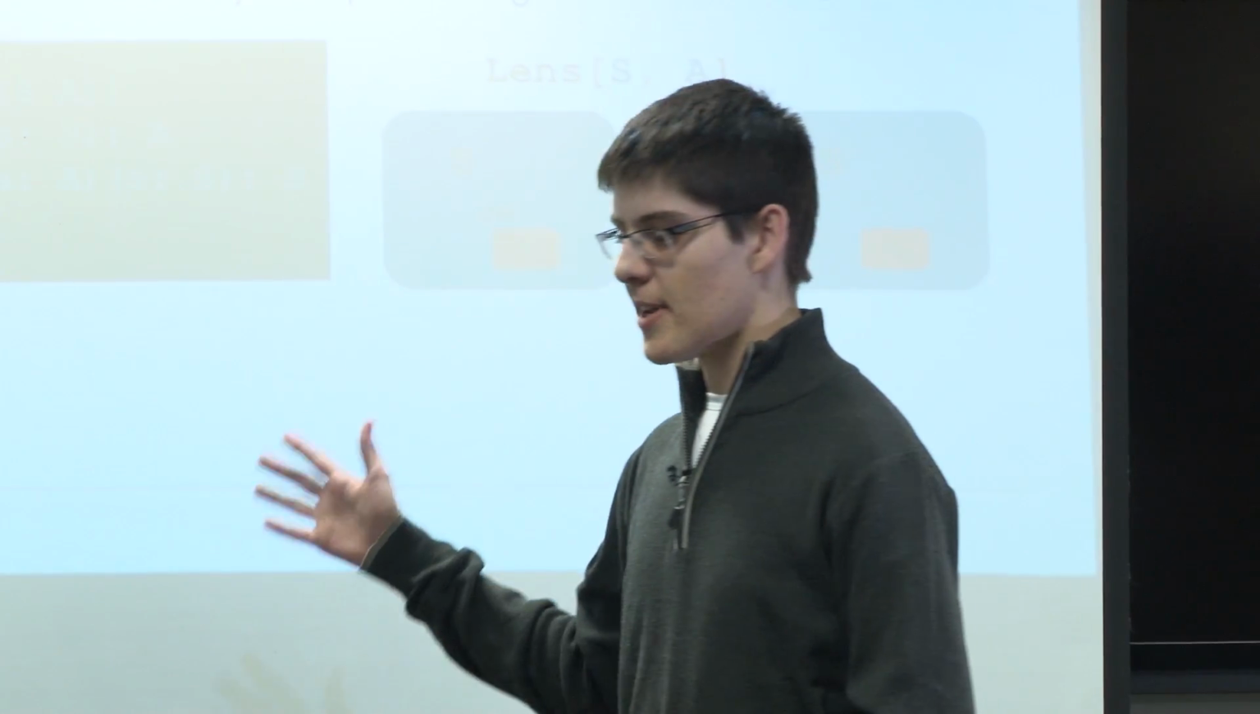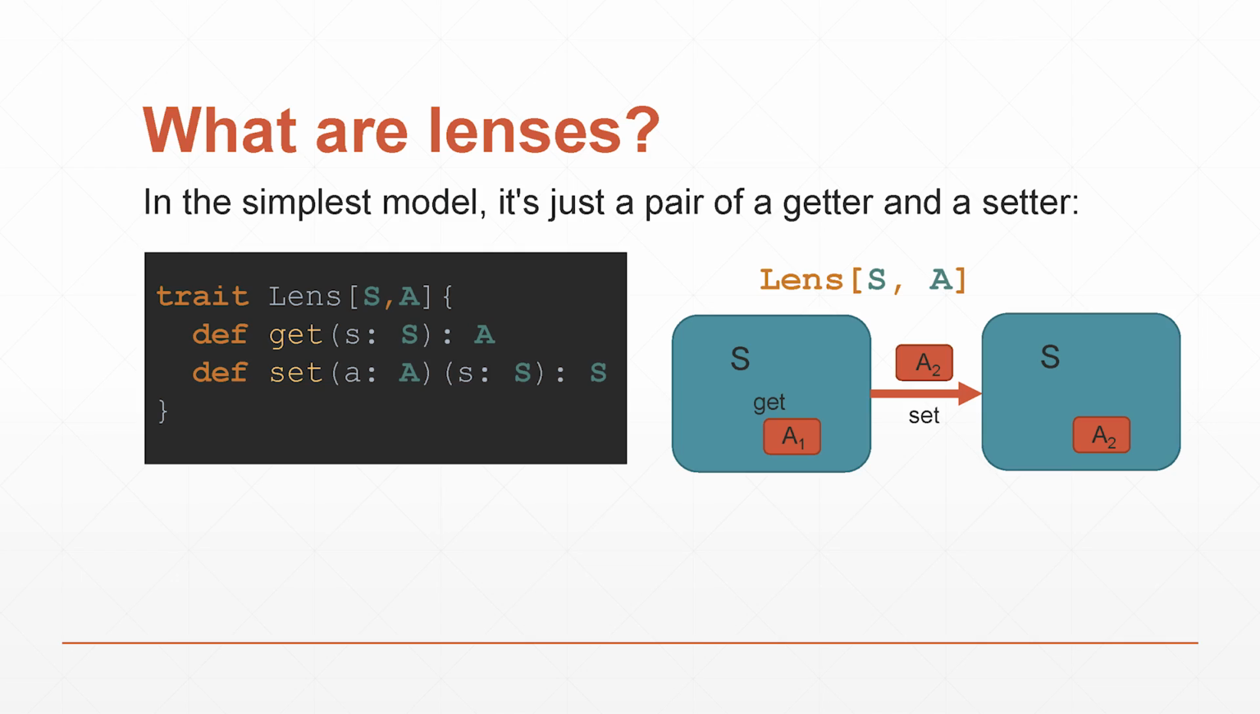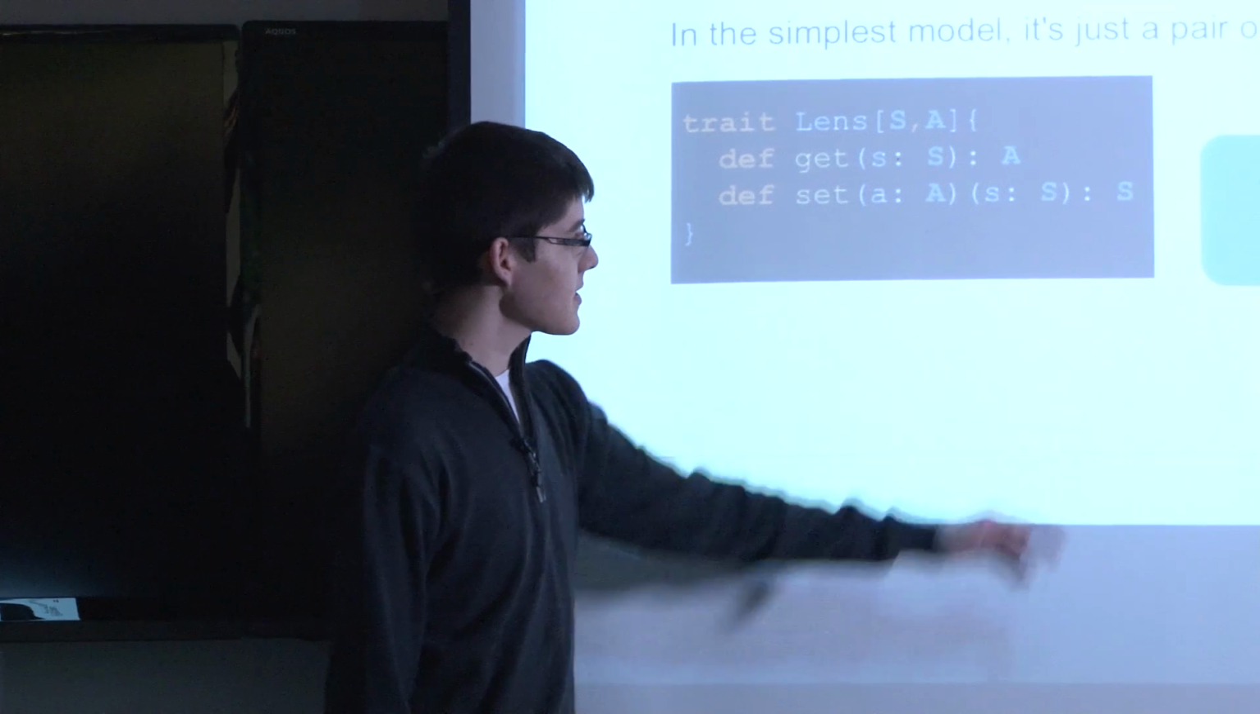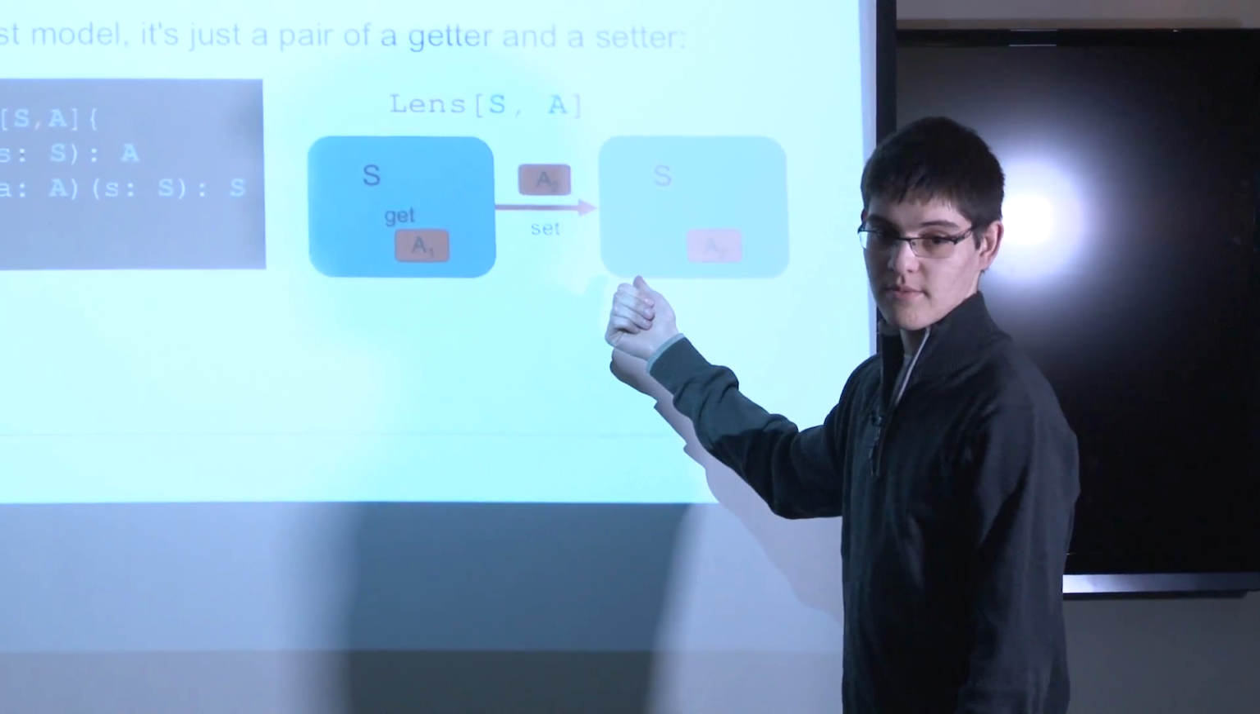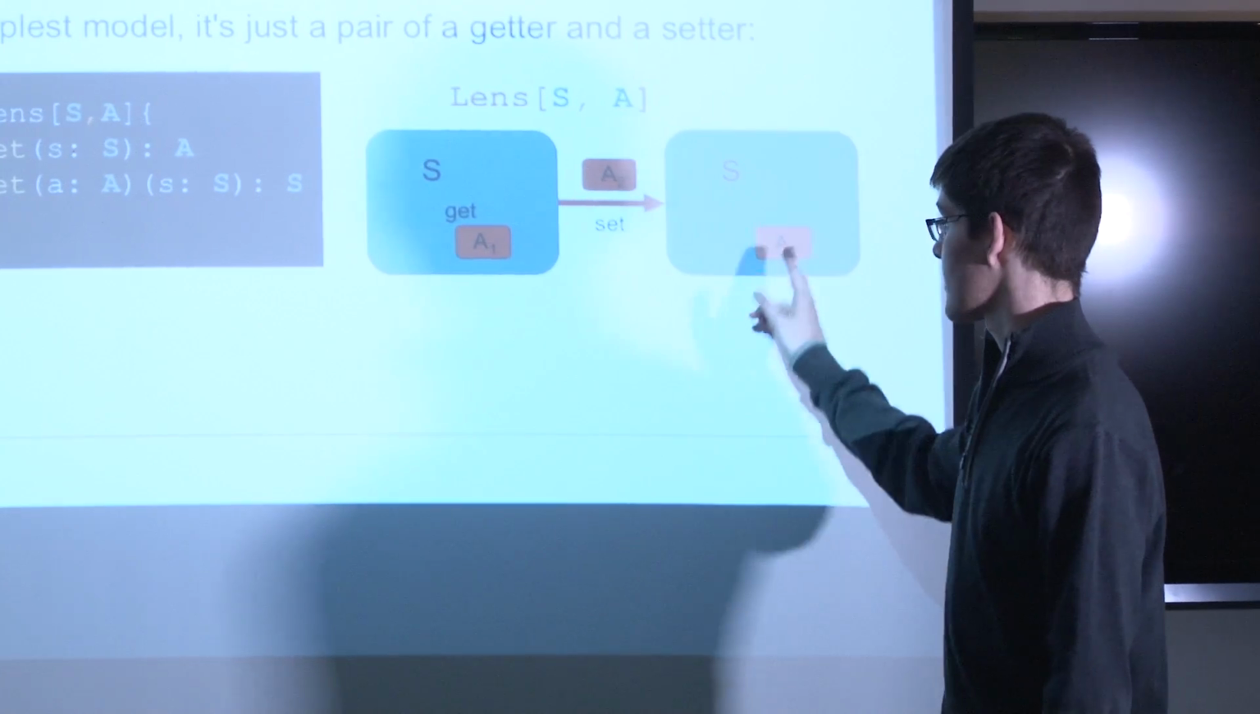So, what are lenses? Monocle contains different abstractions such as lenses. So, a lens in the simplest model is just a getter function and a setter function for an immutable object. Okay? So, with a lens from an S to an A, we can get an A inside an S, and we can set a new A to be inside the S. All right? We can set it.